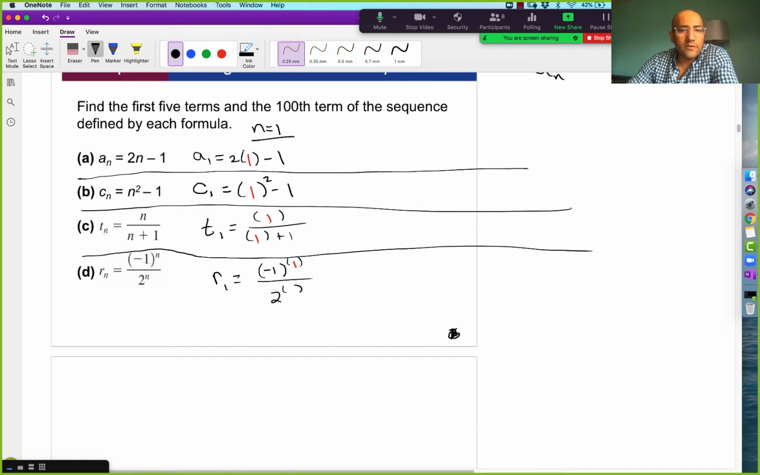Okay, so this will be 2 minus 1, so a sub 1 is going to be equal to 1. And then c sub 1 would be equal to 0. 1 squared is 1, minus 1 is 0. This becomes 1 over 2, so t sub 1 is equal to 1/2. And then r sub 1 is equal to negative 1, oops, I forgot the other one here, 1 over 2, so negative 1/2.